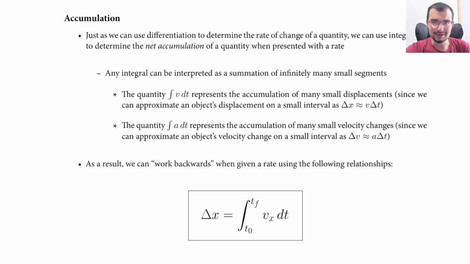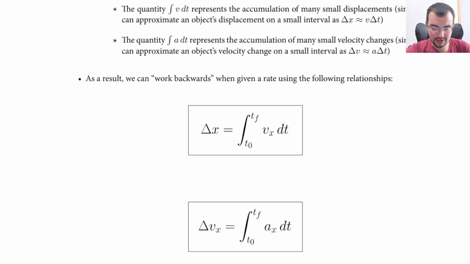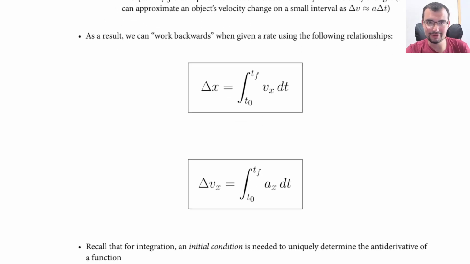And it's not distance because this could be negative. You could be going forwards and backwards. So this will tell you the net change in position. And similarly, since acceleration is the rate of velocity change, if you add up all your little velocity changes, you get the total velocity change. And these are our bounds, which just tell us where we begin adding and end adding.